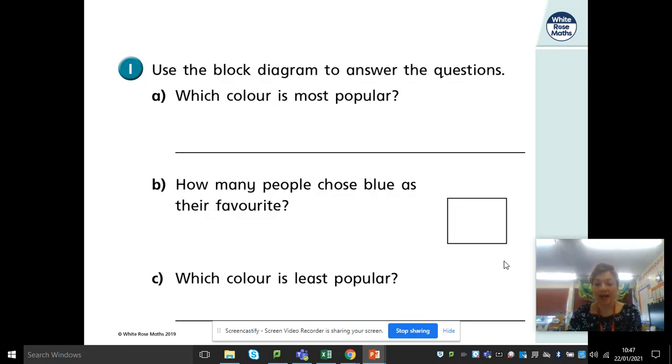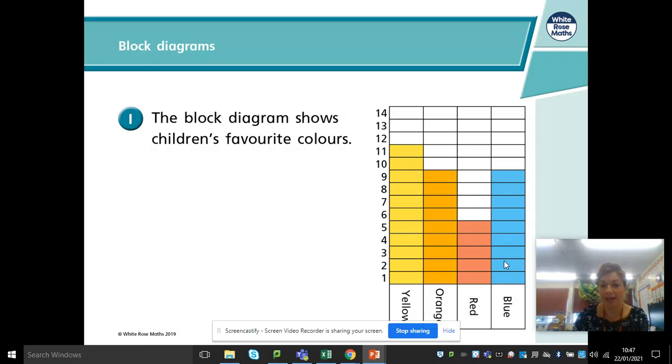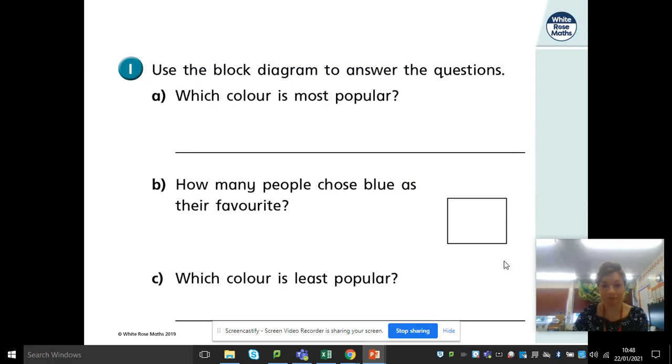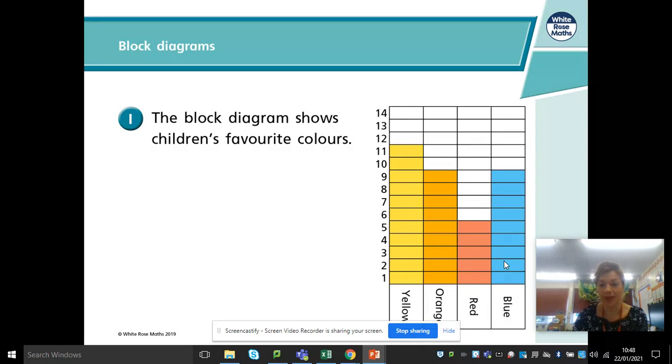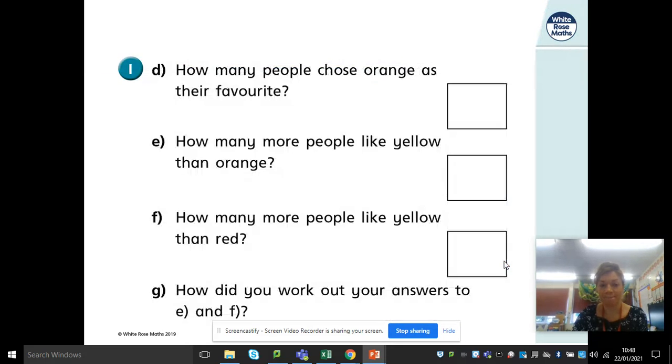Okay, so again, we're going to be analysing this information and finding out the answers to some questions. So use this block diagram to answer the questions. Which colour is most popular? So if we flick back here, you can see on that block diagram which colour is the favourite colour, because it's the one where most people liked it. How many people chose blue as their favourite colour, and which colour is least popular? So we have a look at blue again. How many chose blue, and which is the least popular colour?